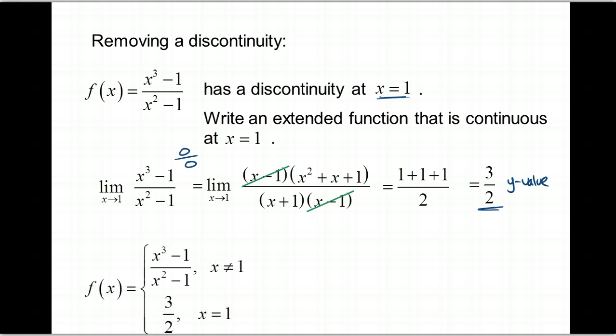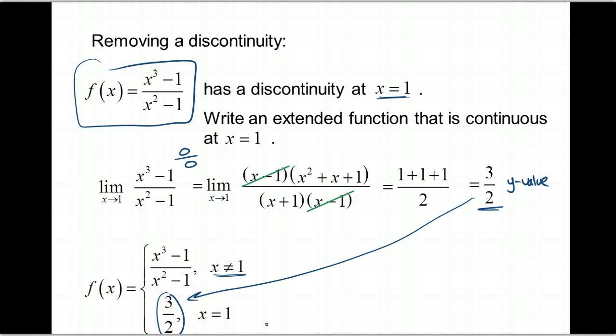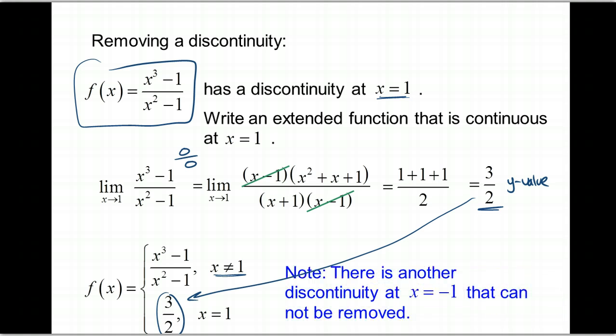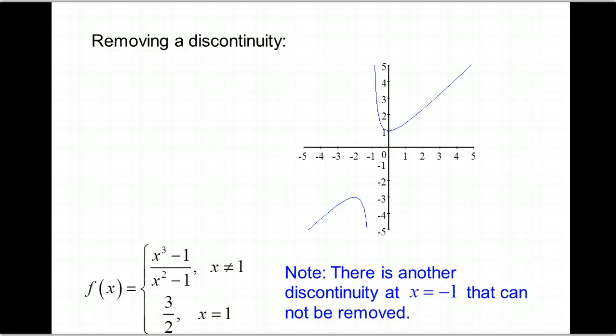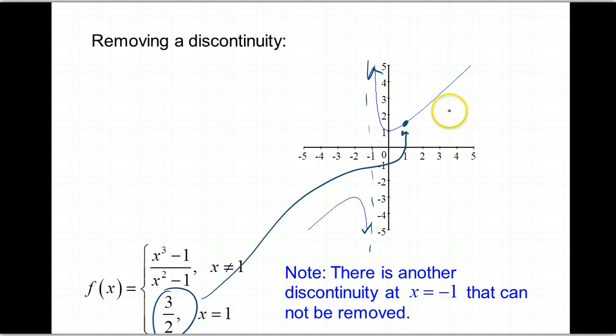So if you wanted to remove it, you could rewrite your original function. Now this is how it's done. Rewrite the original function, eliminate where there's a hole, and then write the y value that you got here at x equals 1. Now note that there is also a discontinuity at x equals negative 1, but it can't be removed. And I have a graph of that coming up right there. So here we have an asymptote at x equals negative 1. And at x equals 1, we filled in that y value with 3 halves. At x equals 1, you have the point 1, 3 halves. So we remove the discontinuity there. We cannot remove the discontinuity at x equals negative 1.